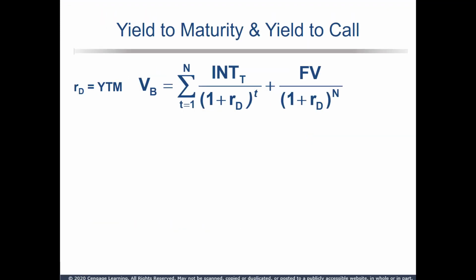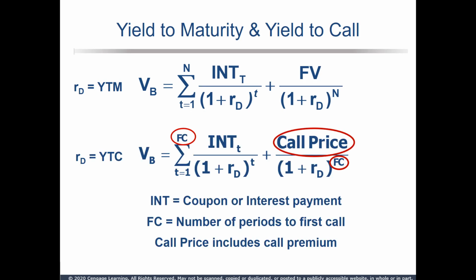In Part A, we focused on solving for yield to maturity, the rate earned if a bond is held to maturity. But what if the bond is callable? It may not remain outstanding until maturity. In that case, yield to call may be a more accurate estimate of the earned yield. We solve for yield to call in the same way as for yield to maturity with 2 changes. The future value is now the call price, which includes any call premium. N is now the number of periods to the first possible call.